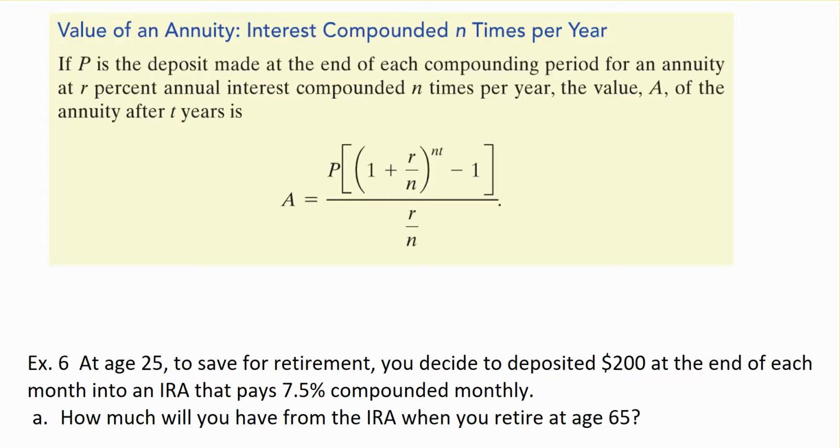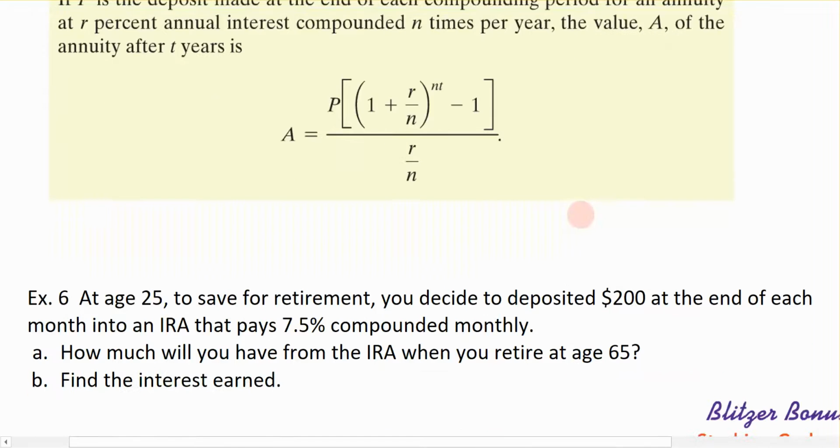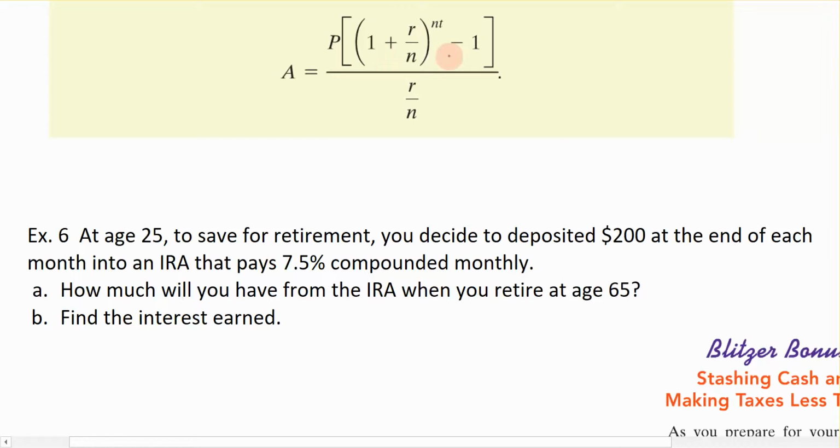and it is tax deferred. So an IRA is basically an example of an annuity, and we're going to look at the value of an annuity if you start depositing in it now at age 25. So that's the example we're going to look at. We're going to follow the formula that you see there.